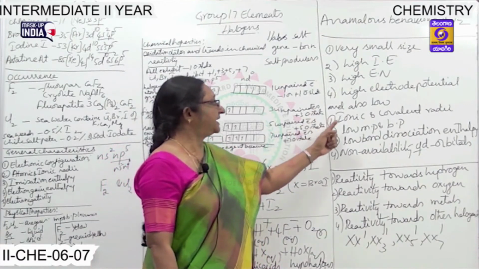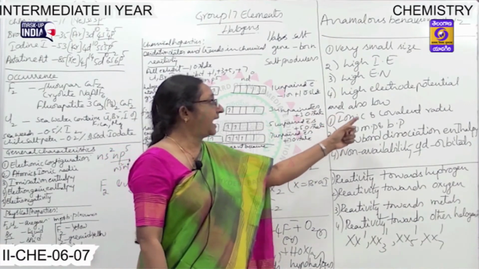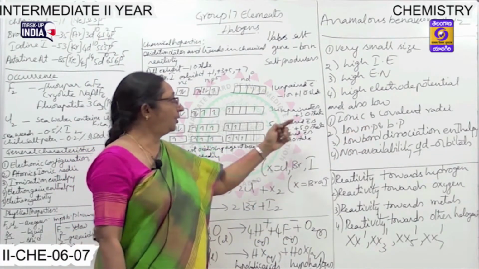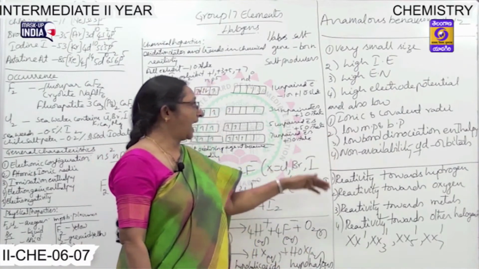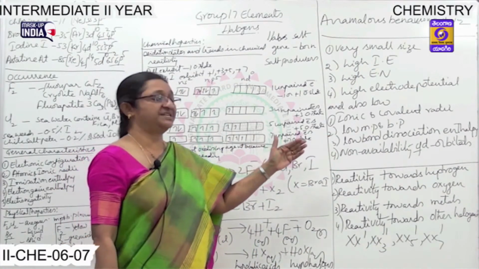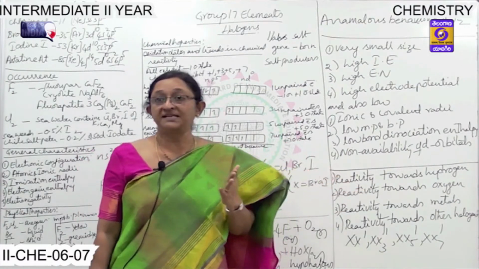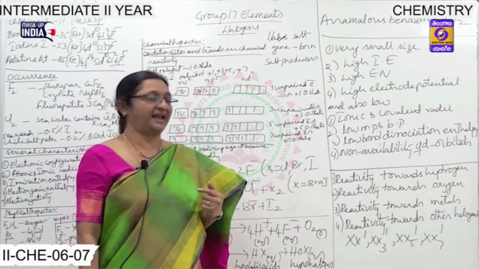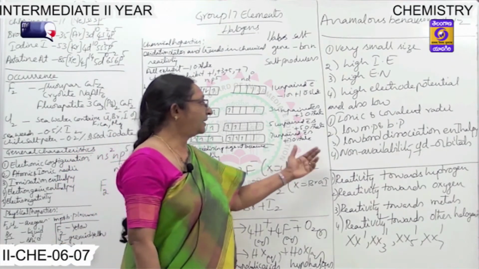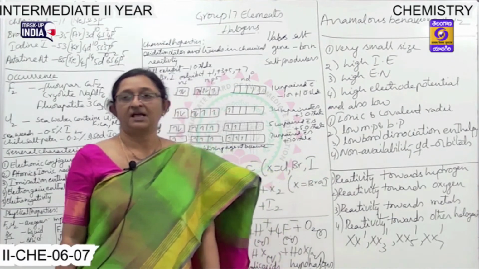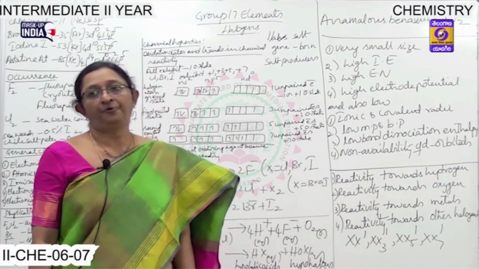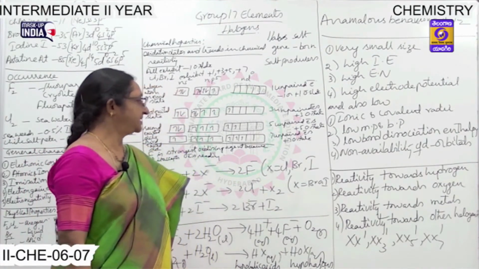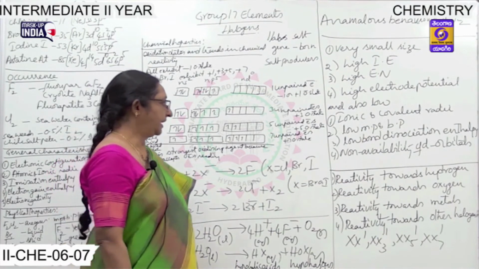So, fluoride ion is having ionic and covalent radii that are very small, and it will be having low melting and boiling points and low bond dissociation enthalpy. Because the bond dissociation enthalpy is very low, that's why fluorine is highly reactive in nature. Then non-availability of d orbital. So because of these properties, fluorine shows anomalous behavior. Now let us discuss the other chemical properties.